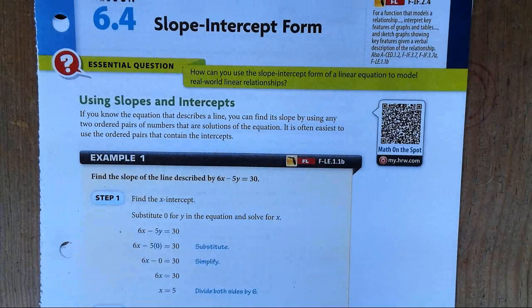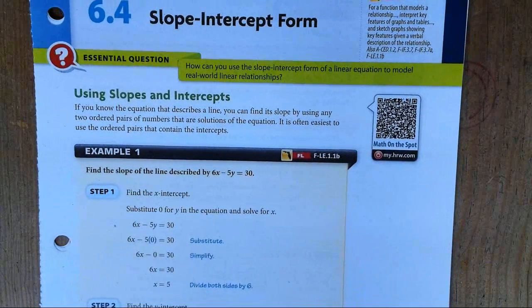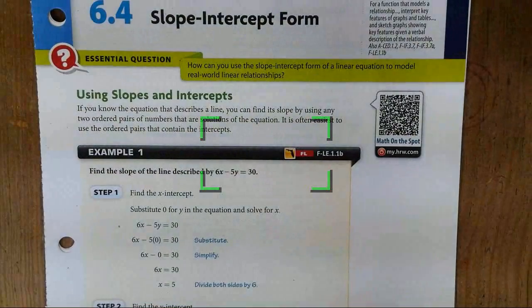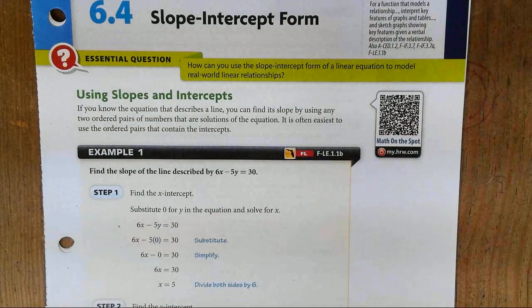Now, in this video, I'm showing you exactly what your textbook is showing you to do. So I'm going to be walking you through what it says, but I'm also going to be showing you a trick that you guys can use. I'm actually going to be showing you two different tricks that you guys can use in order to find the slope of your line if they give it to you in standard form.